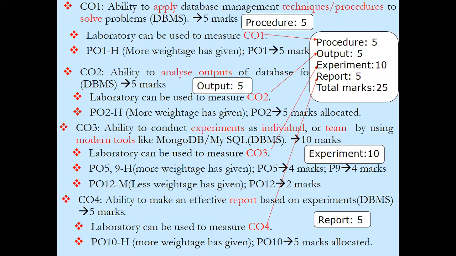Checking the output is nothing but analyze. Conducting experiments, like using modern tools in a team, you can also give marks for. A report also, you will give marks. It is not a group activity; it is an individual examination conducted for that subject. In that case, sir, you cannot map it with PO9, as long as they have not done group work.